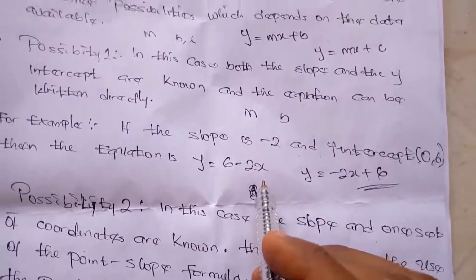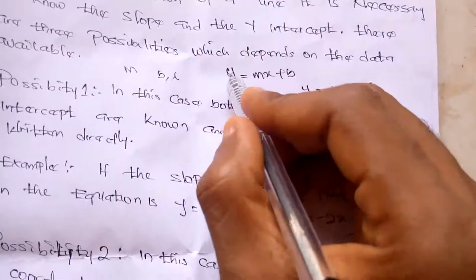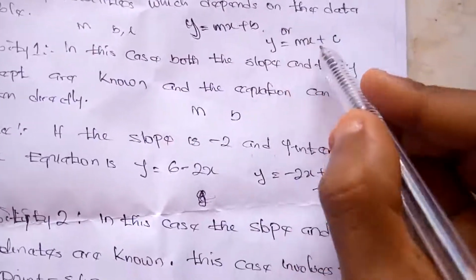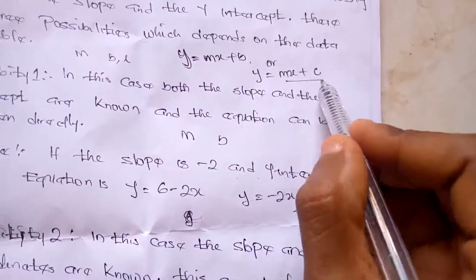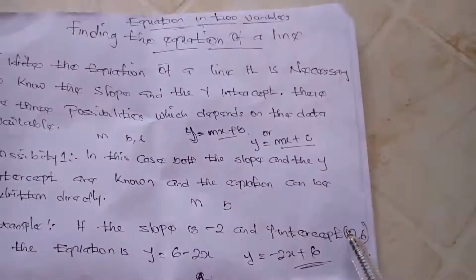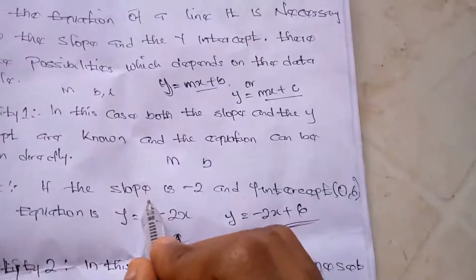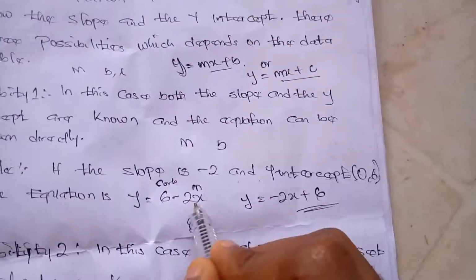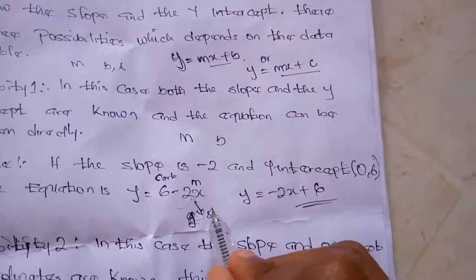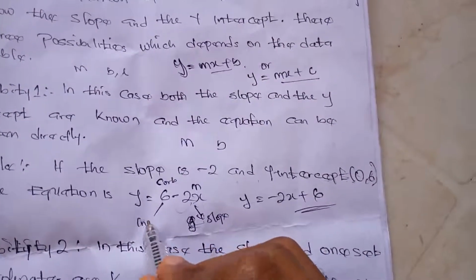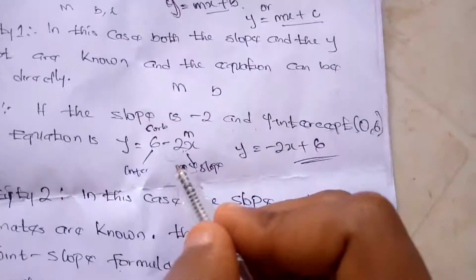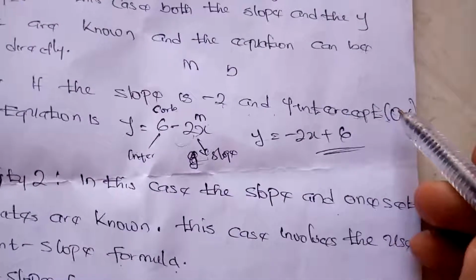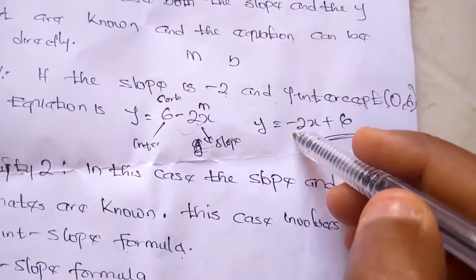Why it is like this, I explained here. This is y equals mx plus c, or mx plus b. This is the equation of a line, and this is our c, or you can call it b, and this is our m. This is our slope. Here is our intercept. So you can input your slope and your intercept into the equation directly.